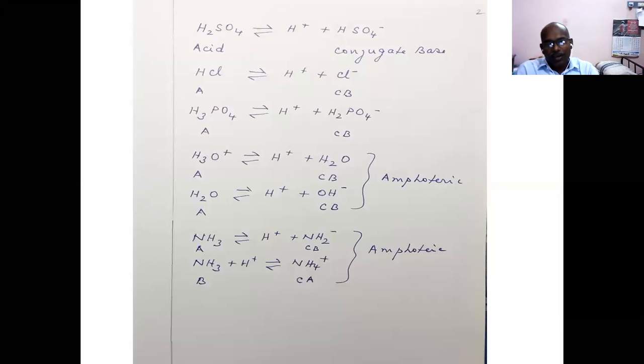And I have also told you that Cl minus is the conjugate base of HCl, and H2PO4 minus is the conjugate base of H3PO4, the phosphoric acid. And also I have discussed the amphoteric nature of substances. Water molecule can act as an acid, and at the same time it can act as a base. Therefore, any substance which can act as acid and the base is called amphoteric. Similarly, ammonia can also act as an amphoteric substance.